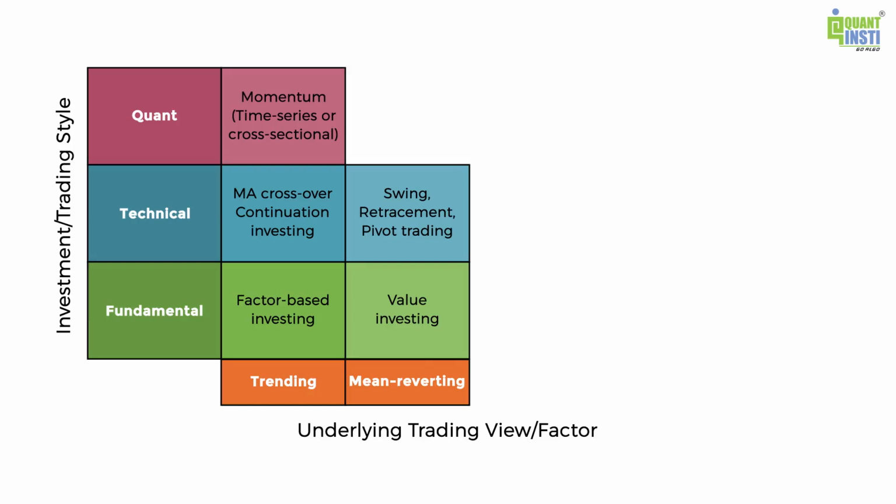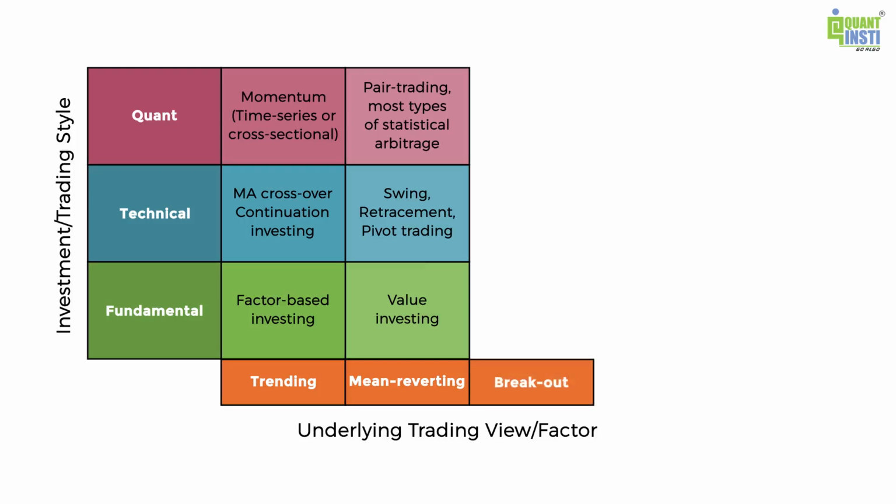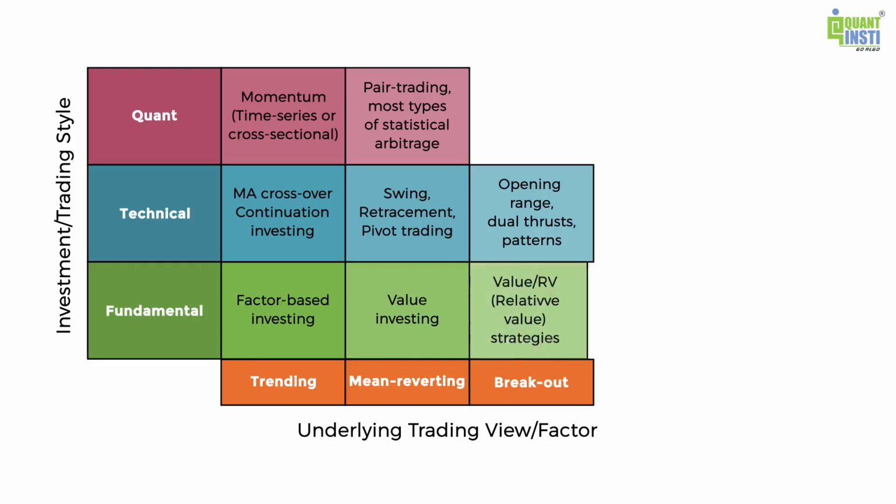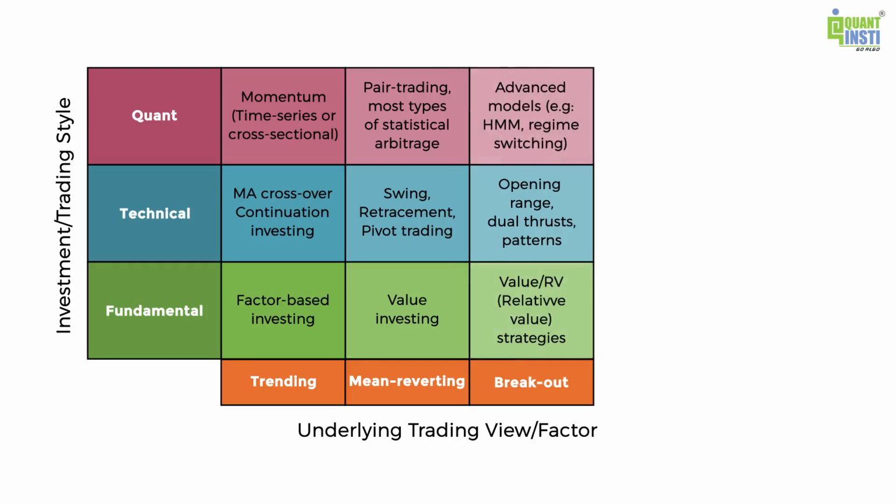On the other hand, if you're a quant fund, that becomes pair trading for you, or most of the statistical arbitrage, which is in fact a kind of mean reversion trade. Similarly, for breakout trades, for a technical trader, it will be opening range breakout, dual thrust, or pattern-based breakout. For fundamental, it will be more like relative value strategies. For quant, it will be advanced models like regime switching models or hidden Markov models.